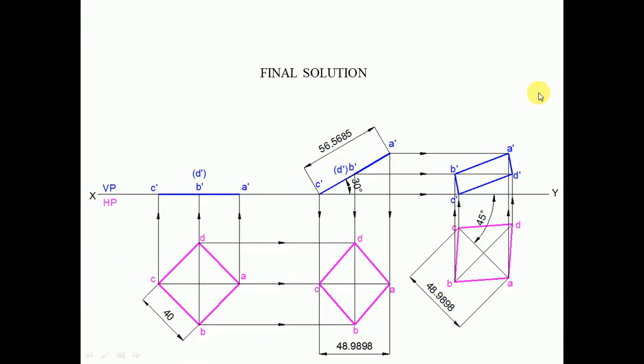Then the diagonal passing through the corner C appears to be inclined to VP at 45 degrees. Since C dash A dash is inclined to HP, you are getting the apparent length, and the inclination is also an apparent inclination. Then transfer this and we get this sketch. Similarly, since it is inclined at an angle of 45 degrees to HP, the diagonal AC is also inclined at 45 degrees to VP. So this is how we will be able to analyze the problem.